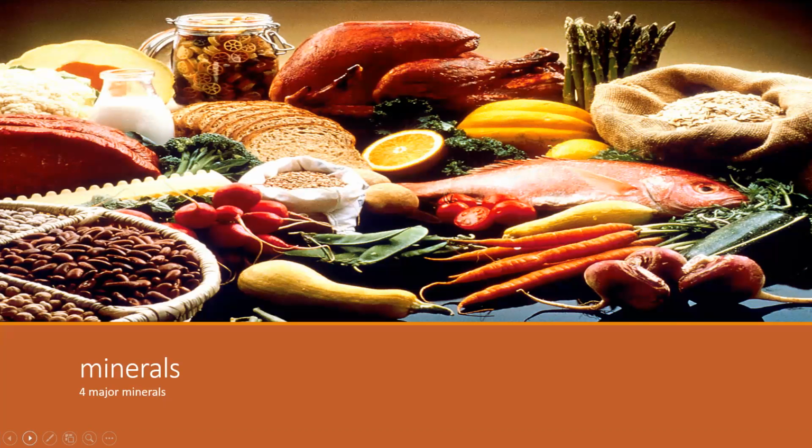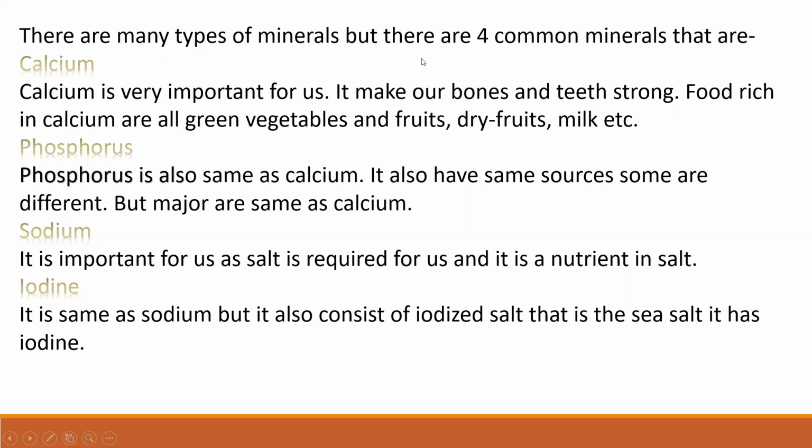So now we are going to learn about minerals. There are many types of minerals, but there are four common minerals. The first is calcium. Calcium is very important for us. It makes our bones and teeth strong. Foods rich in calcium are all green vegetables and fruits, dry fruits, milk, etc.